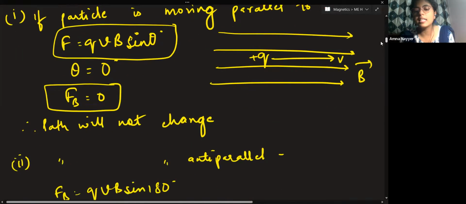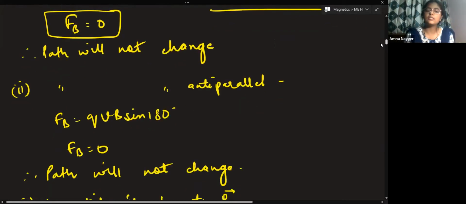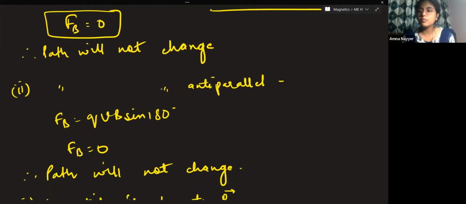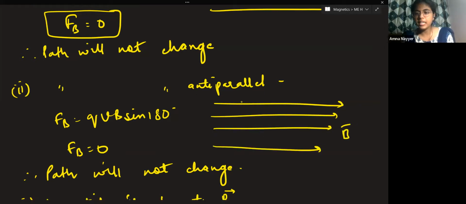So what's the angle that is formed? 180 degrees. See, sine 180 degrees is also 0. So this basically means, this is the magnetic field line, and the charge is moving making an angle of exactly 180 degrees.